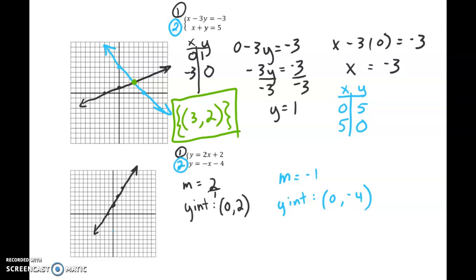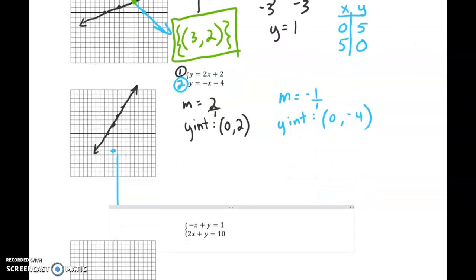1, 2, 3, 4. Right there. And our slope is negative 1. Now, when we're counting our rise and our run, we have to go negative in one direction, but not both. So down 1 and to the right 1. Oh, that's a problem. Erase that line. Okay, so down 1 and to the right 1.